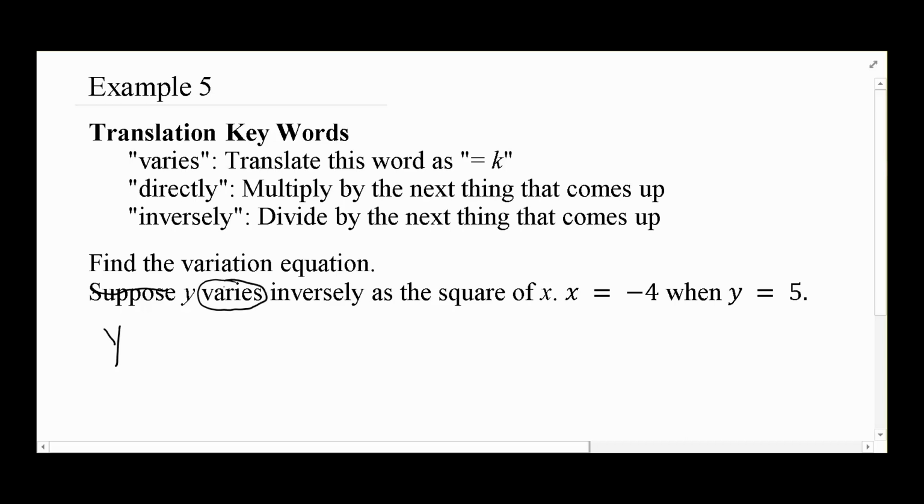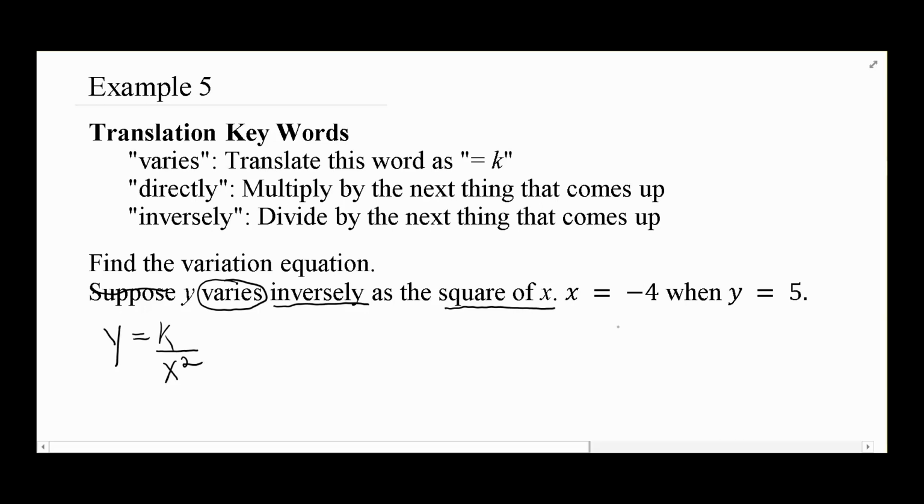Then we get to this word varies, which means equals k. Then we come to inversely, which means divide by whatever comes next. And what comes next is the square of x. So we have x squared that we're going to put in the bottom there. There's step one. We translated what was given to us into an equation.